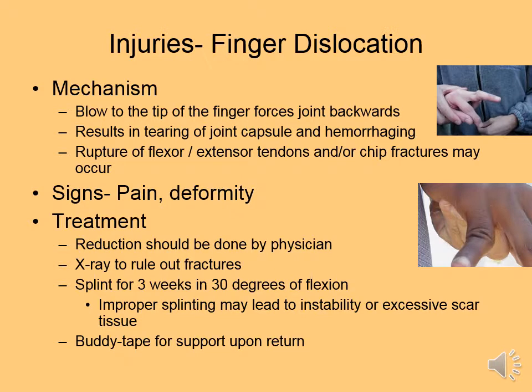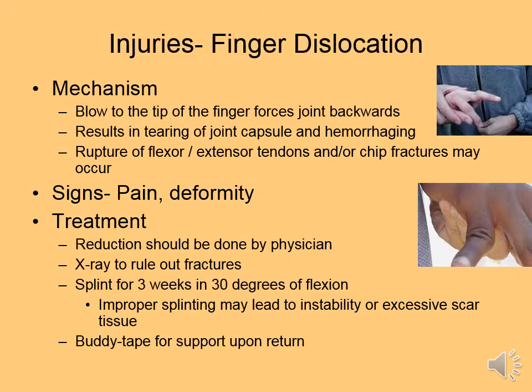Next, we have finger dislocations. So this most often occurs when somebody has a blow to the tip that forces the finger backwards. So it can be backwards like this into hyperextension, or the whole phalange will just get shifted backwards, like kind of forced backwards out of the joint, and then the whole thing kind of gets shifted up and back. Those are both pictures of dislocations. They just look a little different.